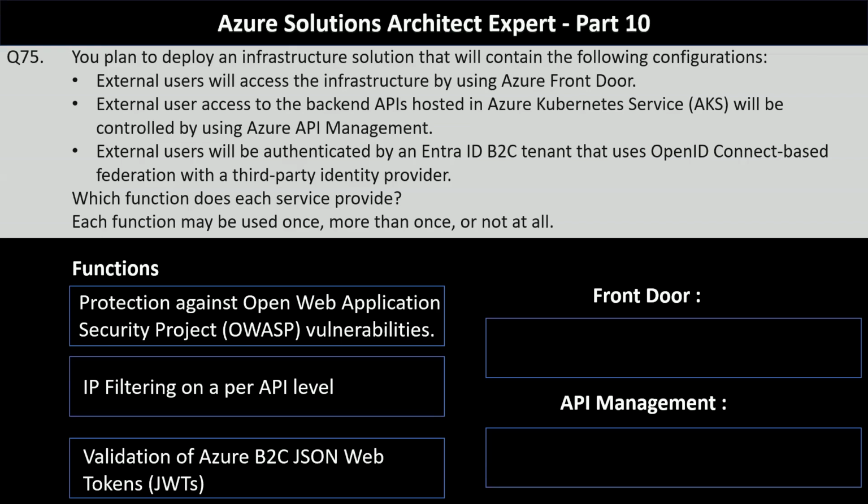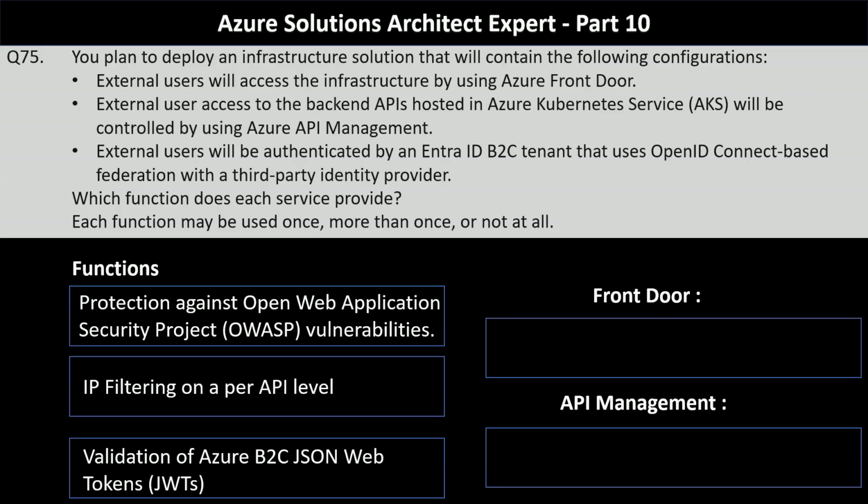Each function may be used once, more than once, or not at all. Now, there are 3 functions being mentioned here, and those are protection against Open Web Application Security Project vulnerabilities, IP filtering on a per API level, and validation of Azure B2C JSON Web Tokens, which are also called JWT tokens. And the 2 services that are being talked about here are Front Door and API Management.